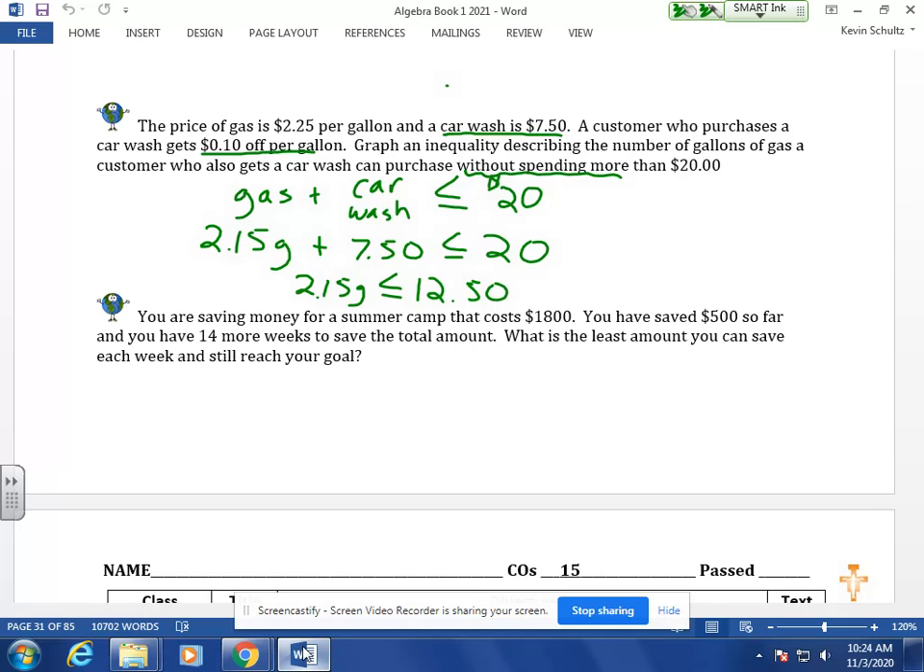And what's 12.50 divided by 2.15? What did you come up with? William? 5.8.